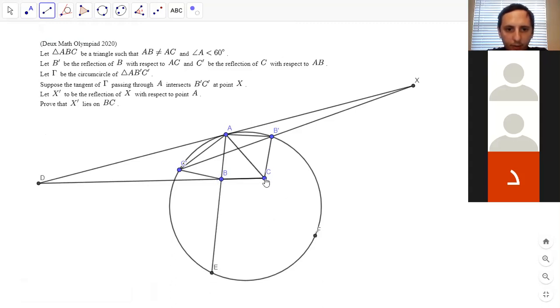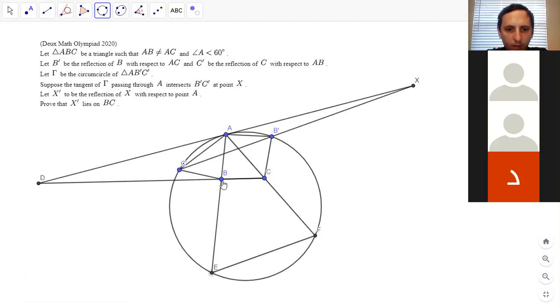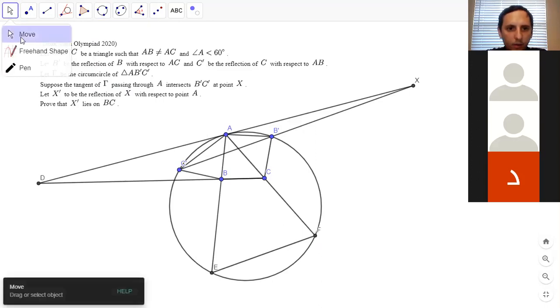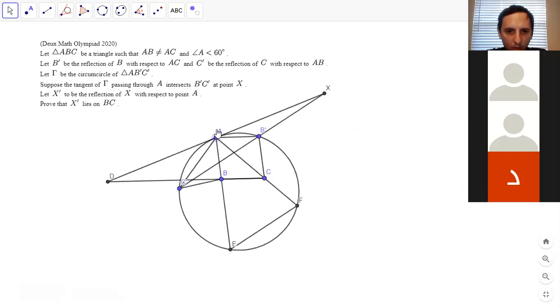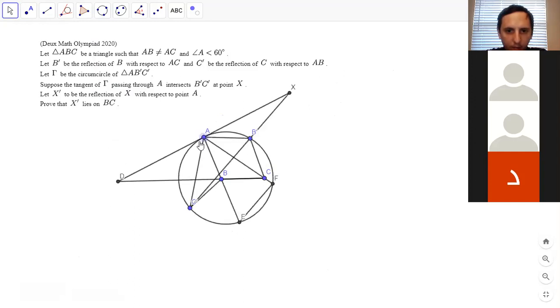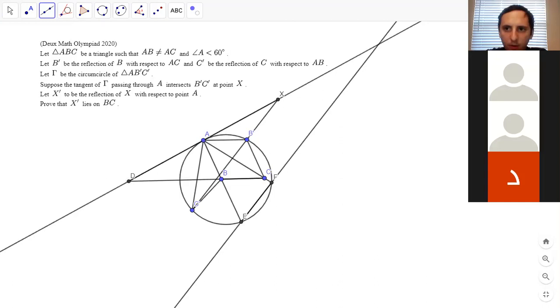Okay, so we still have a bunch of kites, right? So AC prime EC is a kite. And I wonder if BCEF is cyclic. I don't think so, actually, but I'll check it. Is EF parallel to XD? Let's see. It looks like it might be. I don't think so, because it looks like they intersect there. Yeah, they're not parallel. All right.